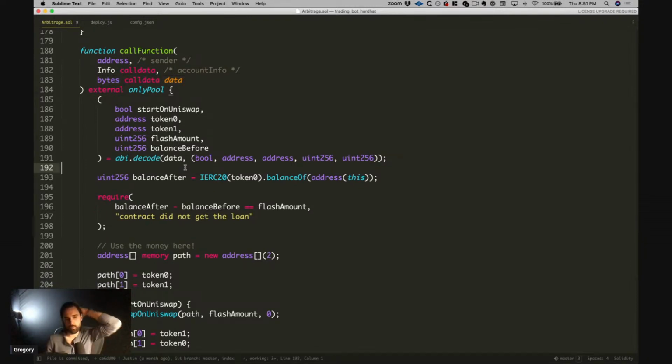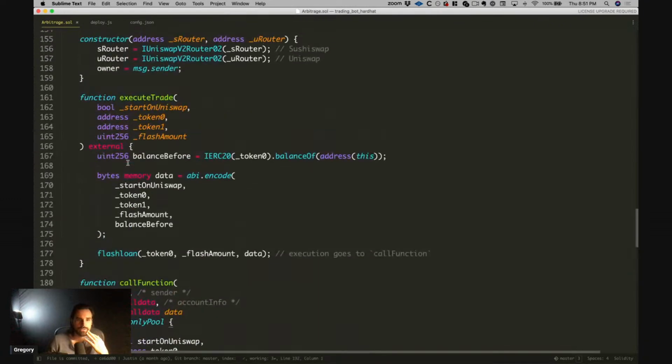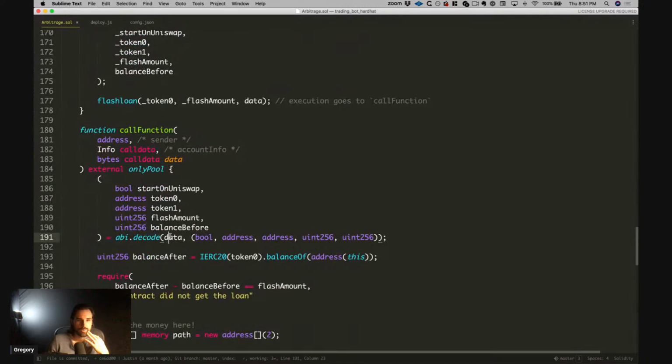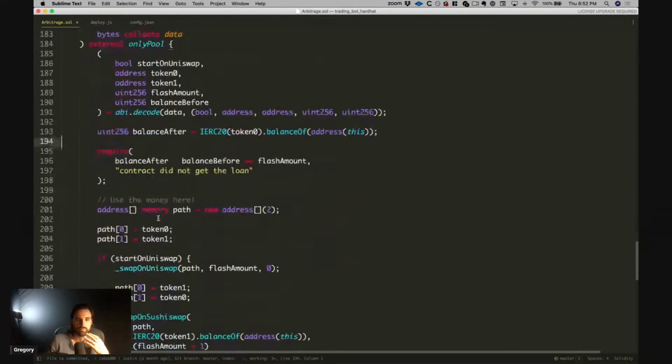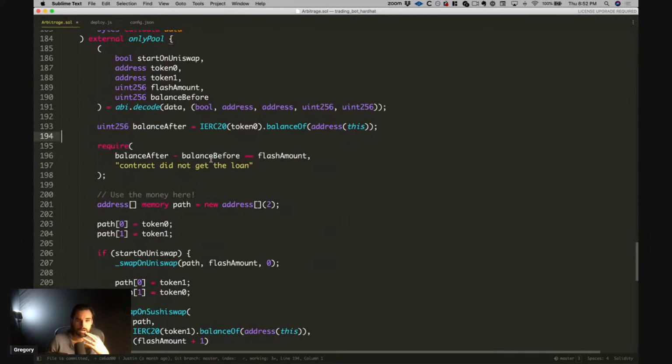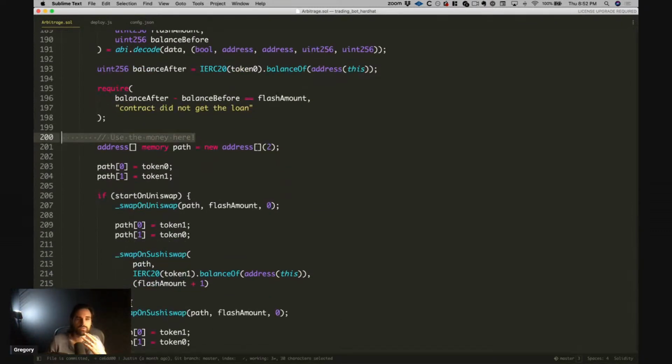Once we receive that, we have the money. We unpack all that information that we stuffed into this data right here that we passed in here. We unpack it here. So we get start on Uniswap, token 0, token 1, flash amount, balance before, and then we get balance after, which is now the new token balance. And we make sure that the balance before minus the balance after is the flash amount. So we just want to make sure that we actually got the correct flash loan before we continue. All right. And now we use the money here.